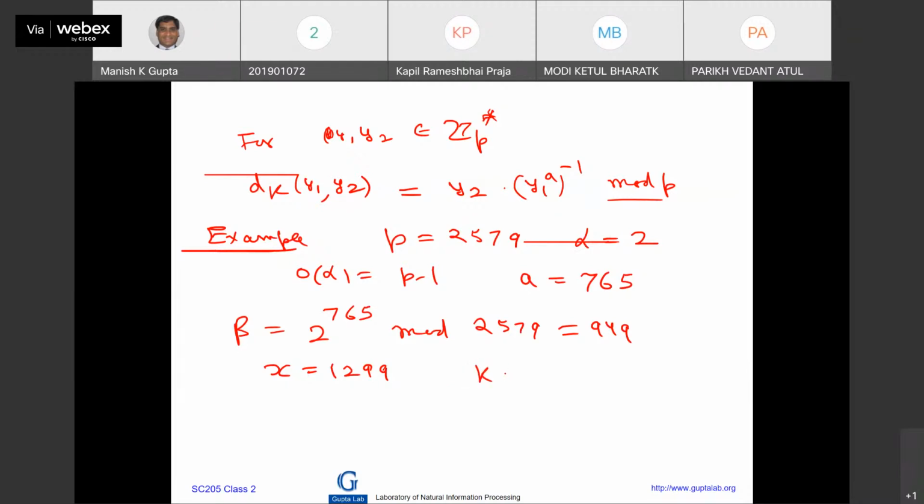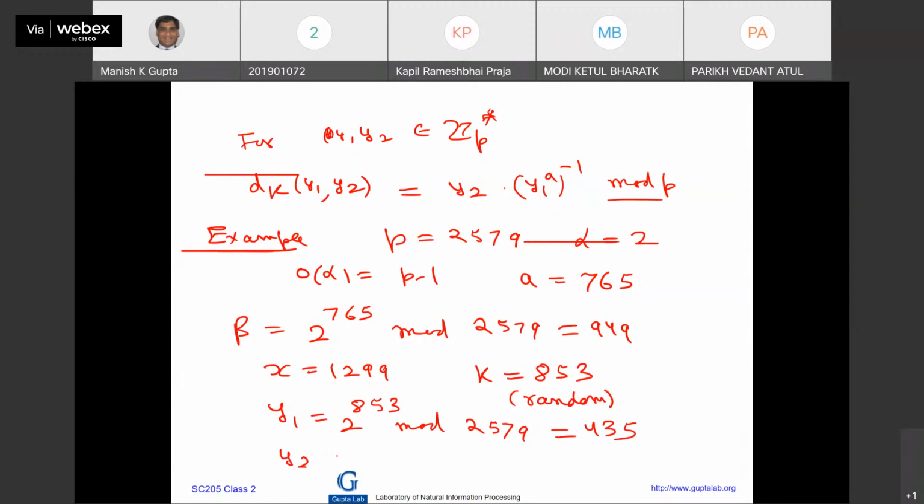So she takes a random number k, 853. Random number, you remember, we need to take a random number k. Then she computes y1 is equal to 2 raised to power 853 mod 2579. It turns out to be 435.